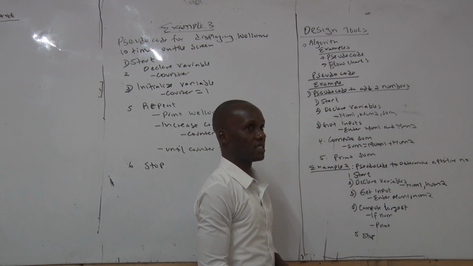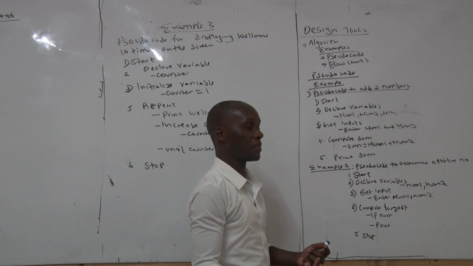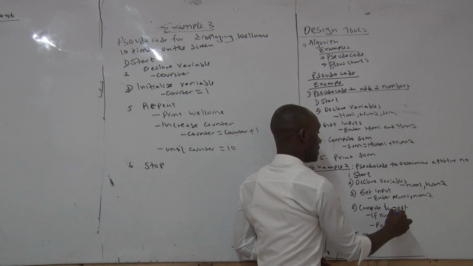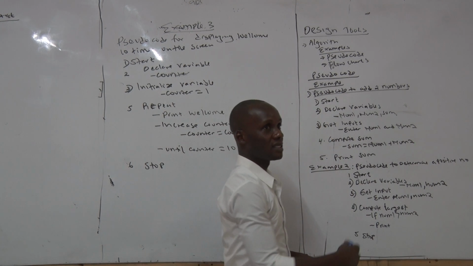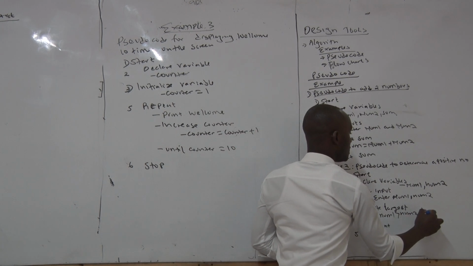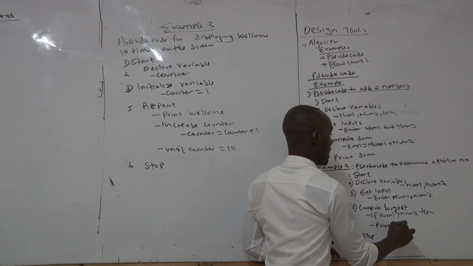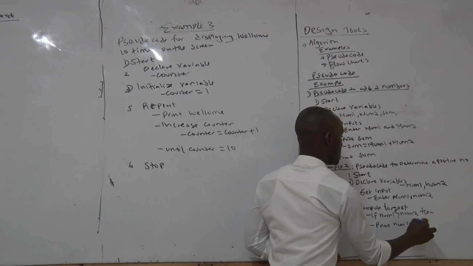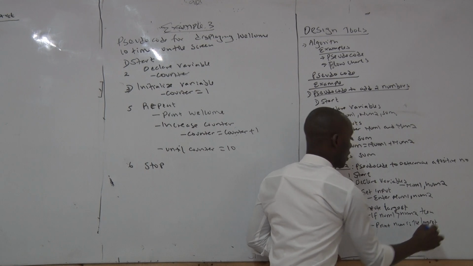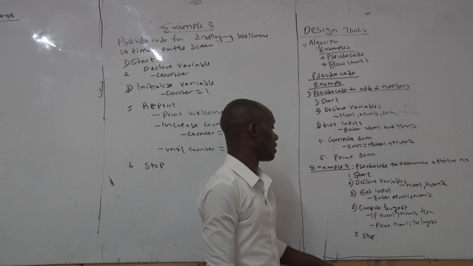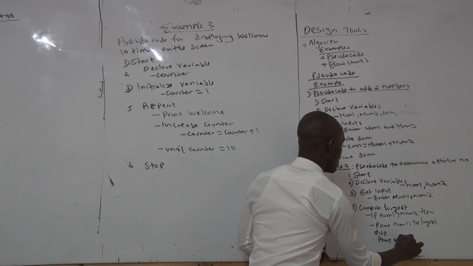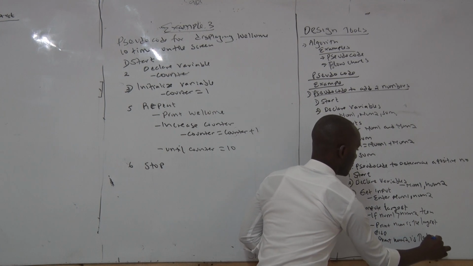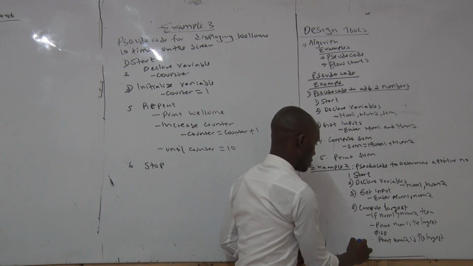How will we compute the largest? We have to compare. So we come up with a condition. If num1 is greater than num2, is num1 greater than num2? The answer is either yes or no. If it is yes, then we print that num1 is the largest. We display that num1 is the largest. If it is no, we can say else we print num2 is the largest. Then we stop.